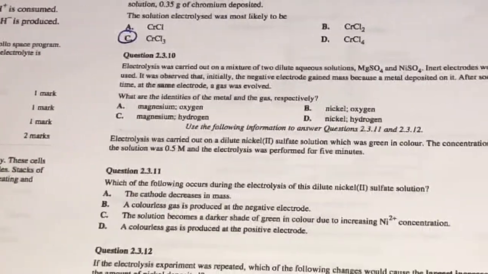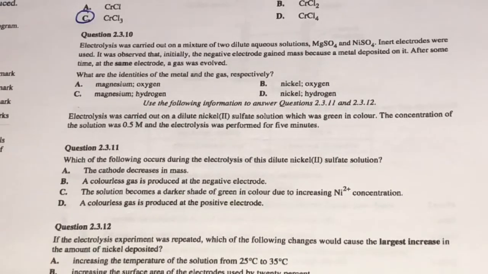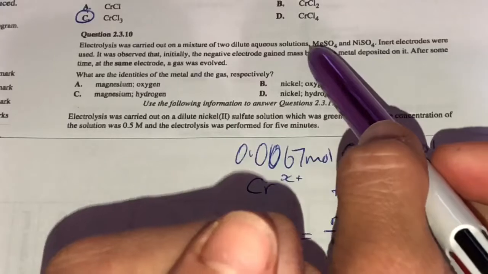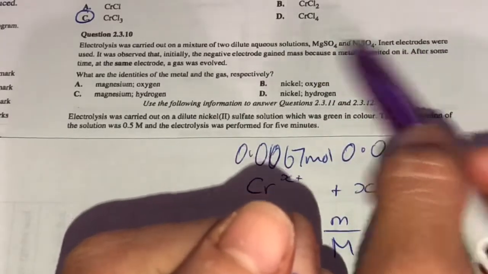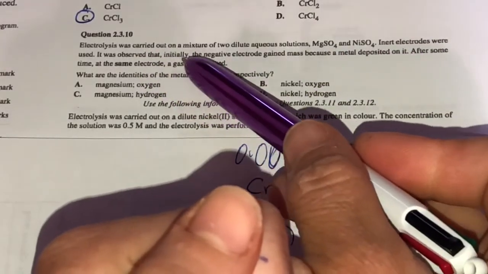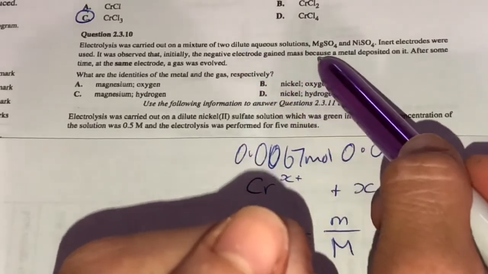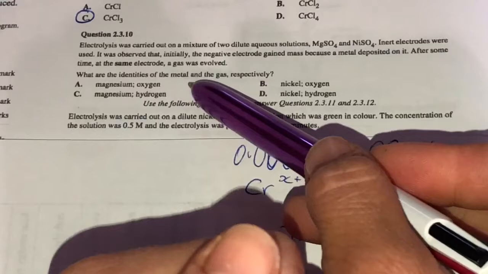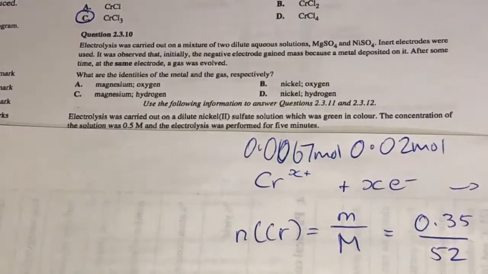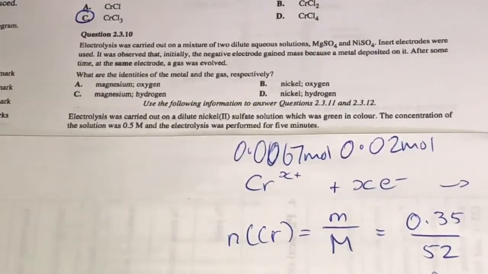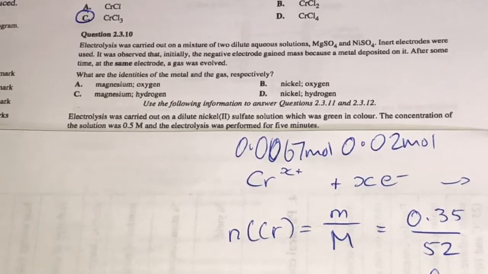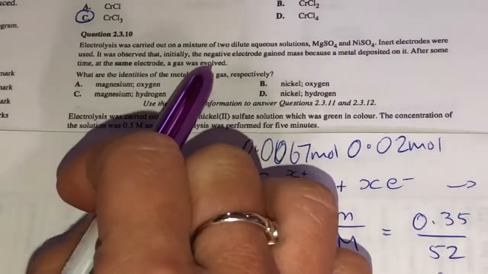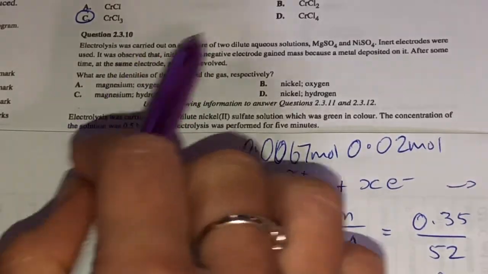Okay, now having a look at the next question. Electrolysis was carried out using these solutions. Inert electrodes were used. It was observed that initially the negative electrode gained mass because a metal deposited on it. After some time, a gas was evolved. What are the identities of the metal? All right, this is really quite easy. I'm just trying to work out if they're in the same solution, in a mixture.